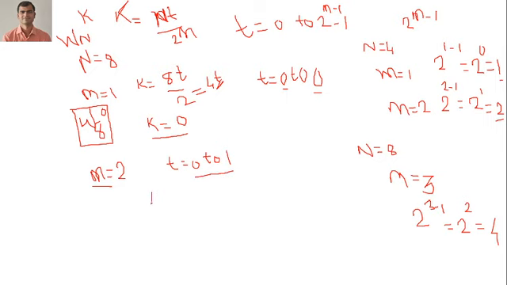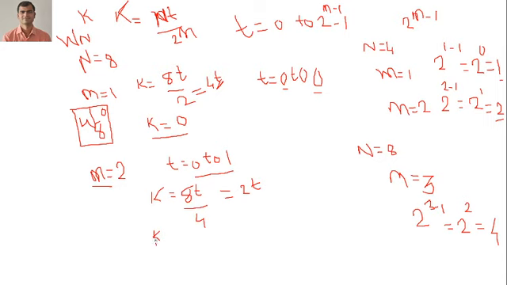So we have to find k. We know that k is equal to 8t divided by 2 raised to m. So what is the value of m here? The value of m is equal to 2, so 2 raised to 2 is what? 4. So we will be having 2t. So you put t equal to 0, we will be getting k equal to 0.